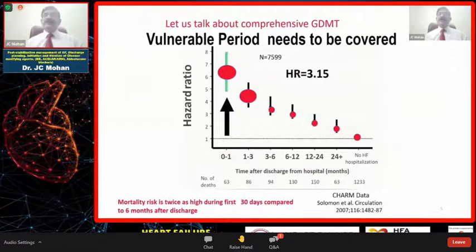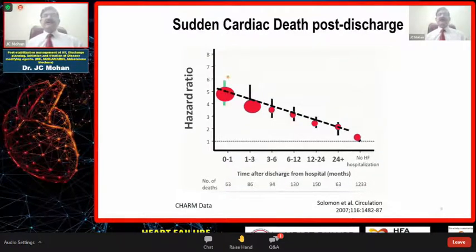And the vulnerable period is actually the first few weeks or few months after discharge, and that is the period during which we need to start comprehensive guideline directed disease modifying therapy as quickly as possible, as comprehensive as possible, including all the agents which can change the prognosis of these patients. Keep in mind one thing, that mortality risk is twice as high during the first 30 days compared to 6 months after discharge. Hence, the emphasis has to be on initiating disease modifying therapy as soon as possible. The same thing is true for sudden cardiac death post discharge.